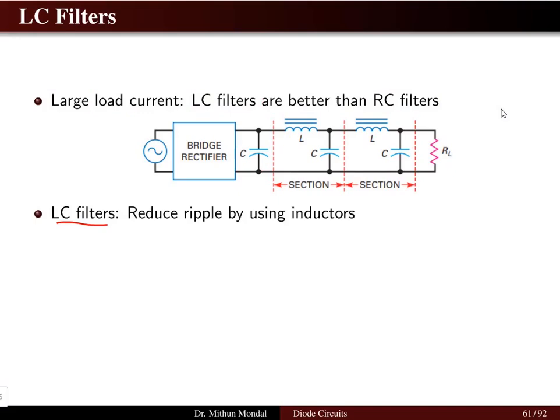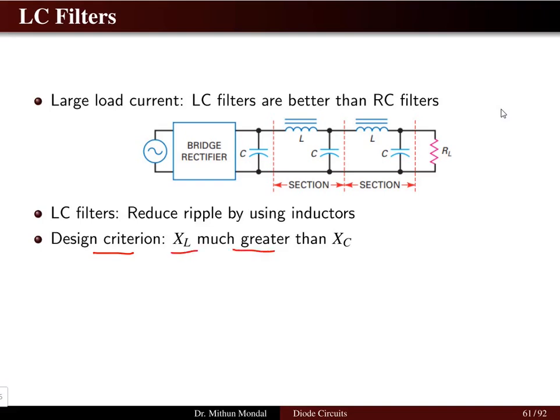So the LC filter will reduce the ripple by using inductors. We have the inductors, which have replaced the resistors. The design criterion is that the inductive reactance should be much greater than the capacitive reactance. So the XL value has to be more as compared to XC.